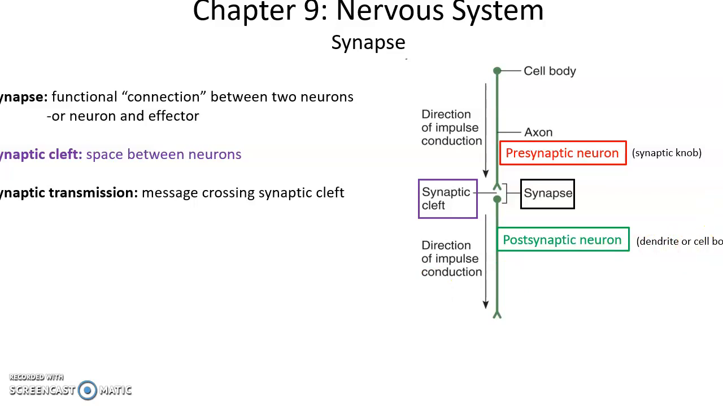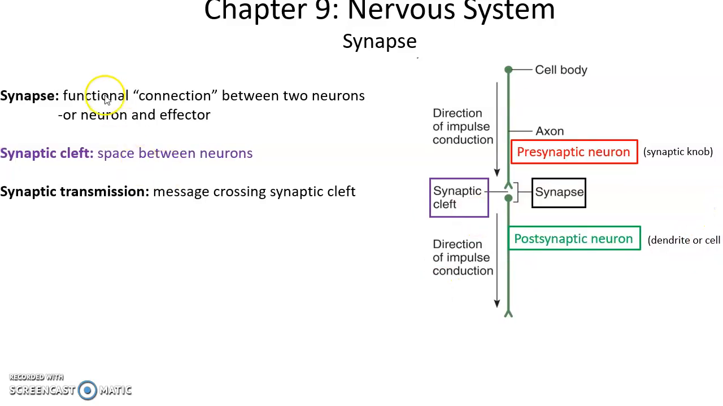All right, returning to the idea of the synapse. So again, the synapse is a functional connection between two neurons, or a neuron and an effector. There's a space between the two cells called the synaptic cleft, and the goal is to send information from the presynaptic neuron across the synaptic cleft to the postsynaptic neuron.